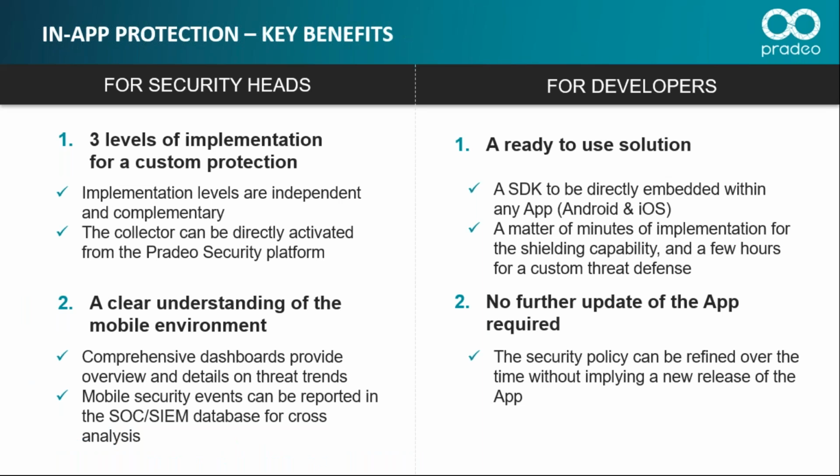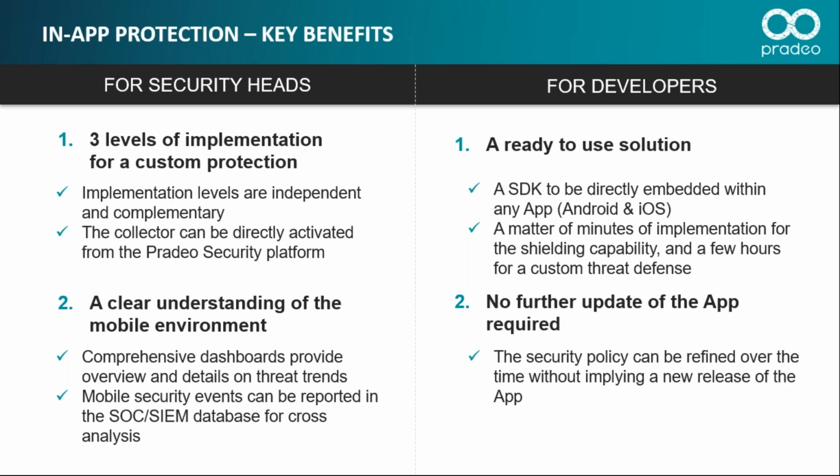So what are the key benefits of in-app protection? For security heads, it's clearly the flexibility. This service allows the security teams to implement and operate protection based on their requirements and the maturity of their project. So all protection levels are independent and complementary. If the security team decides to extend app shielding capabilities to the collector, it can be directly activated from the Promon console in a few clicks.